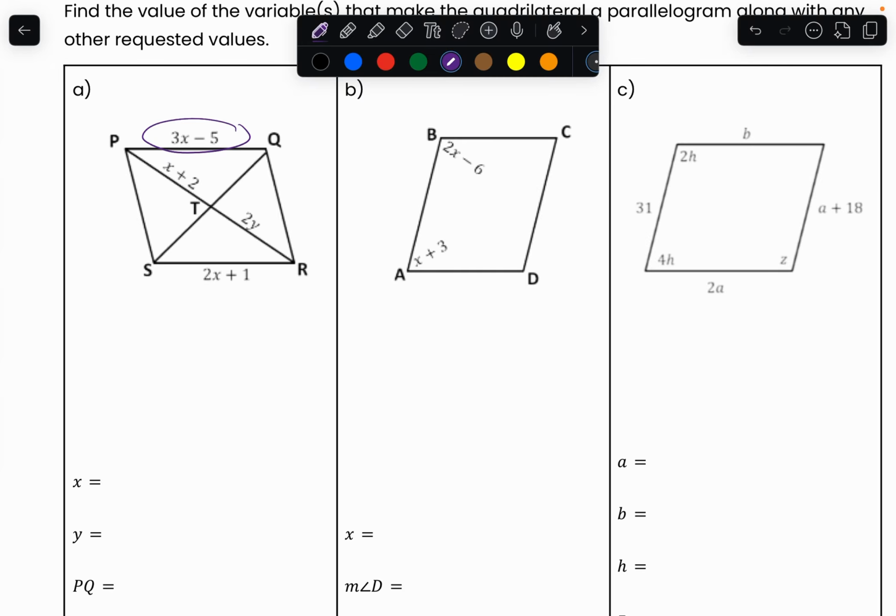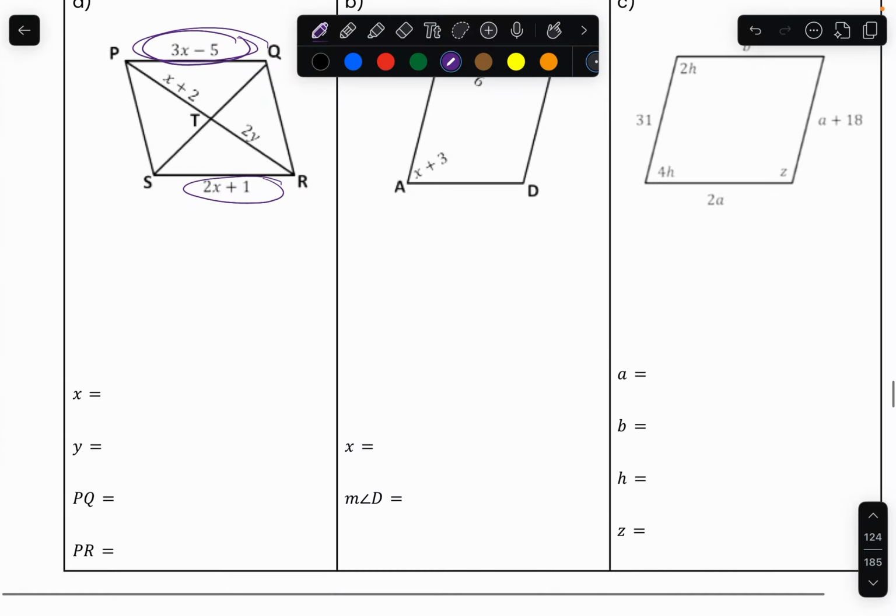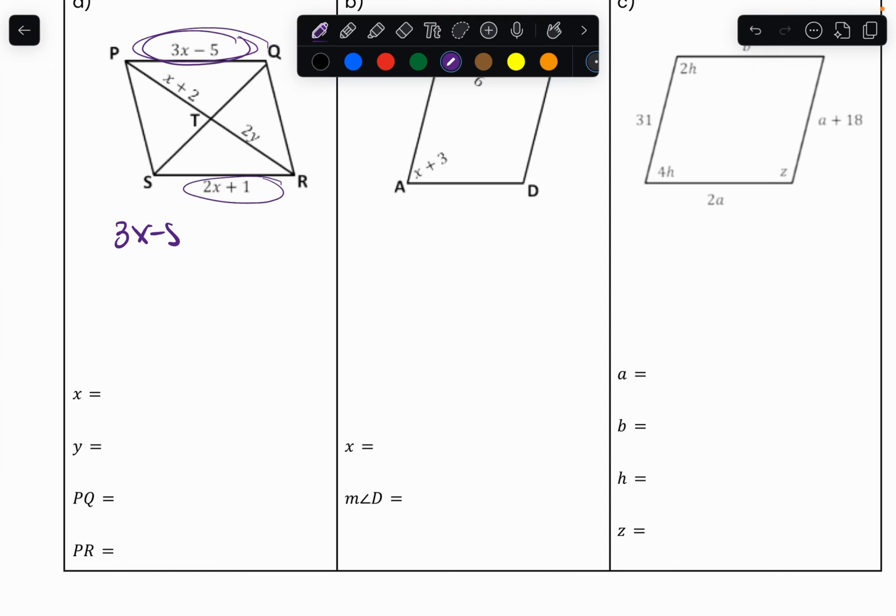So if this is a parallelogram, then my PQ here must be the same measurement as my SR, because opposite sides of parallelograms are congruent. So let me go ahead and find my x value. I'll set 3x minus 5 equals 2x plus 1. I'm going to subtract 2x from both sides. It will give me x minus 5 equals 1. I add 5 to both sides. This will give me x equals 6.